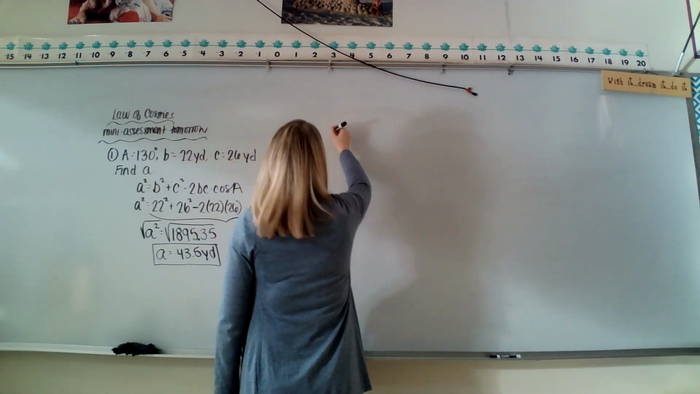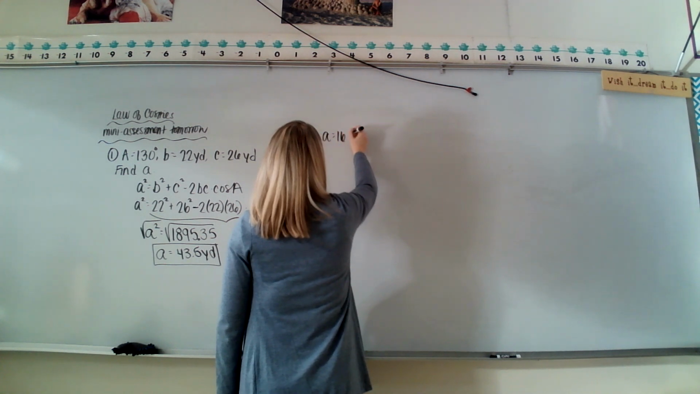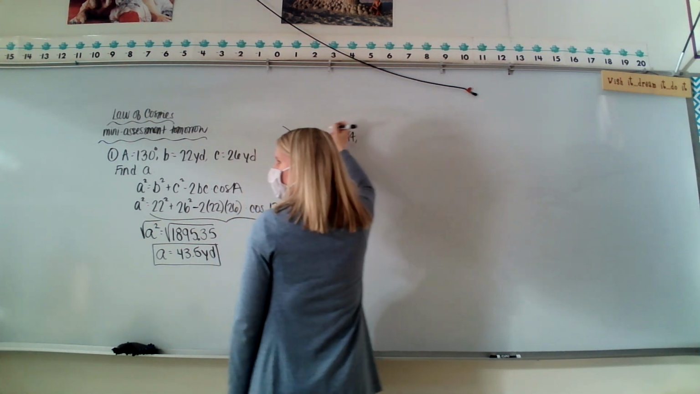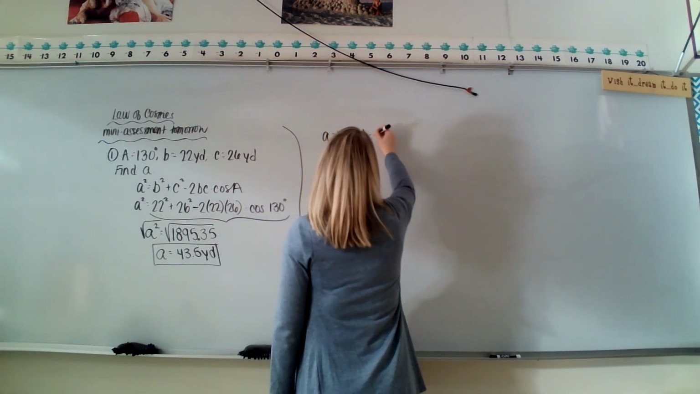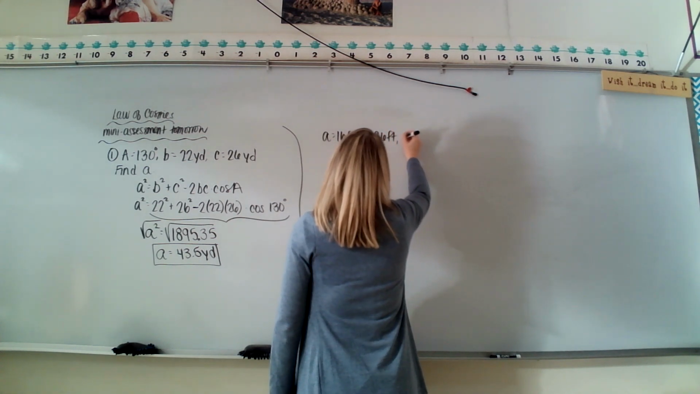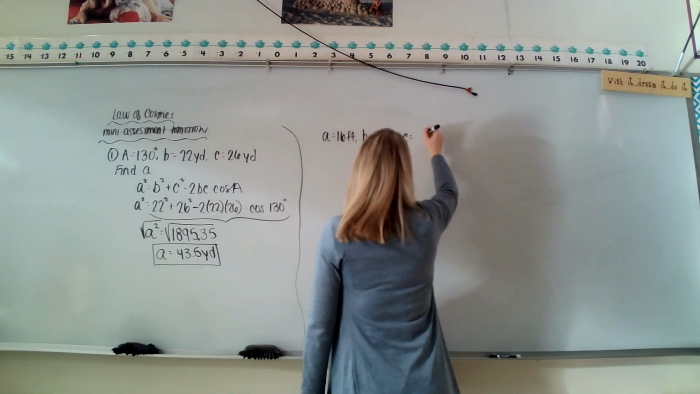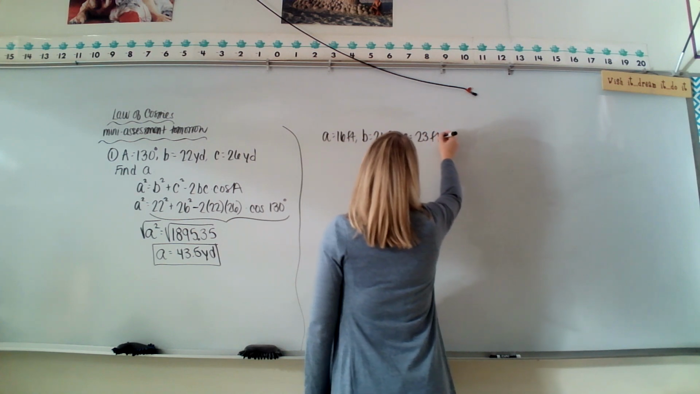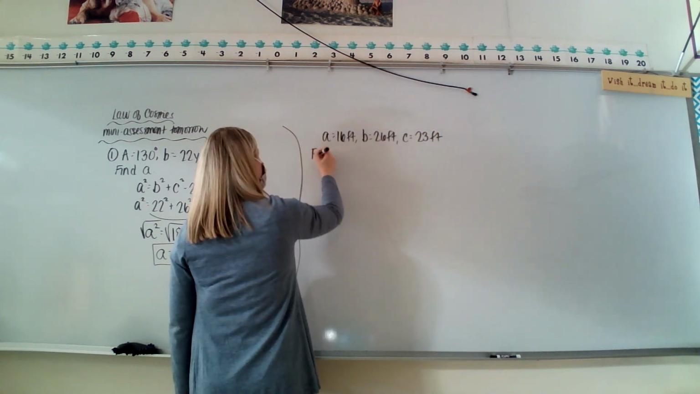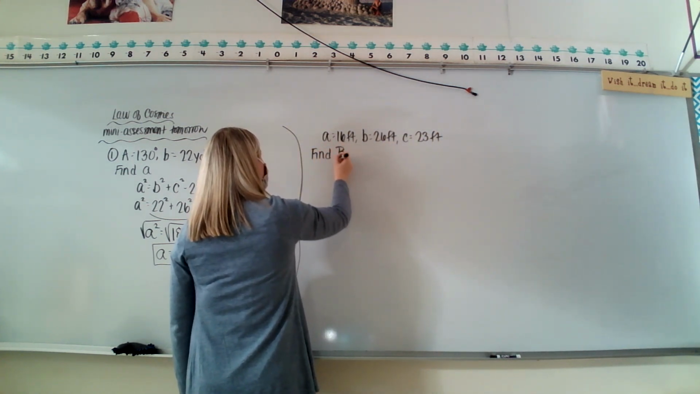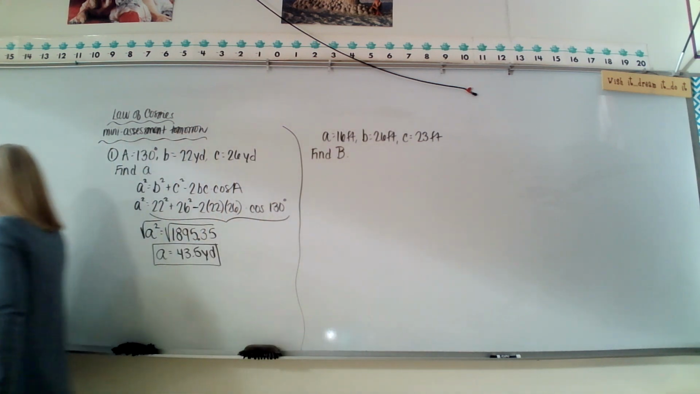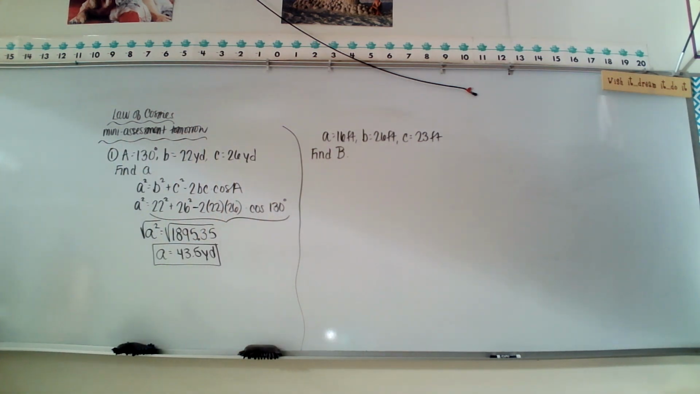So I'll do it next to it because we have some room here. I know I'm completely in the way. A is 16 feet. I'll move in one second. B is 26 feet. And C is 23 feet. And I'm going to say find angle B. With that information, we could actually find any angle: A, B, or C. So always pay attention to which one you're actually trying to find. In this case, we're finding angle B.